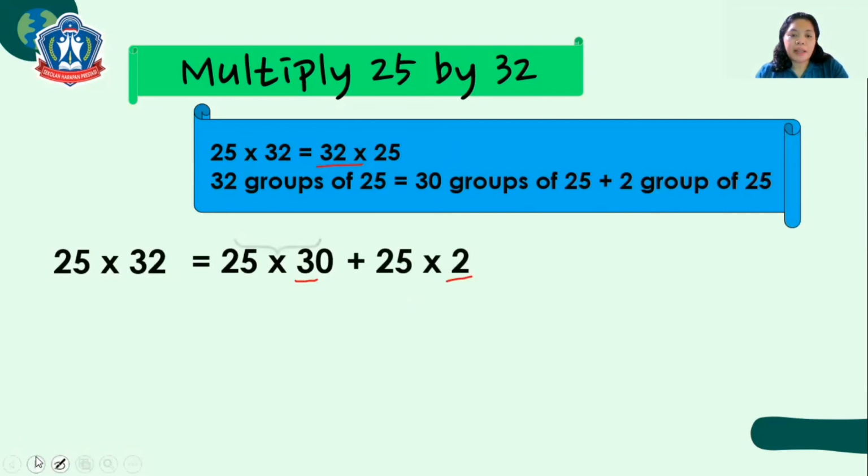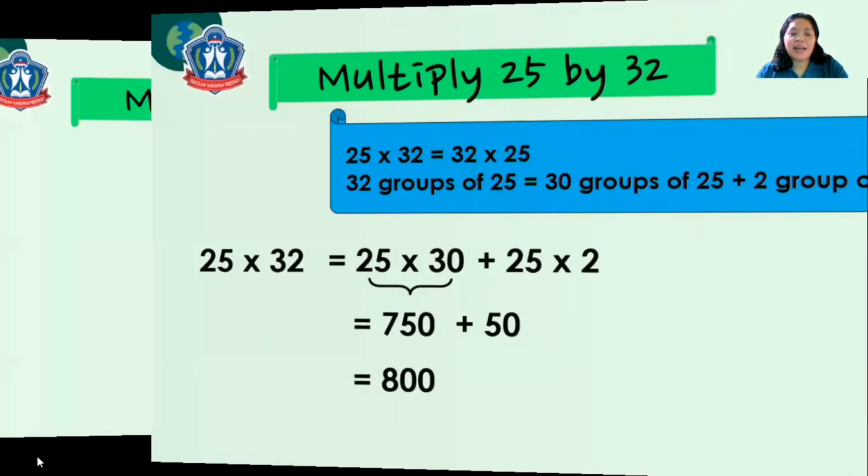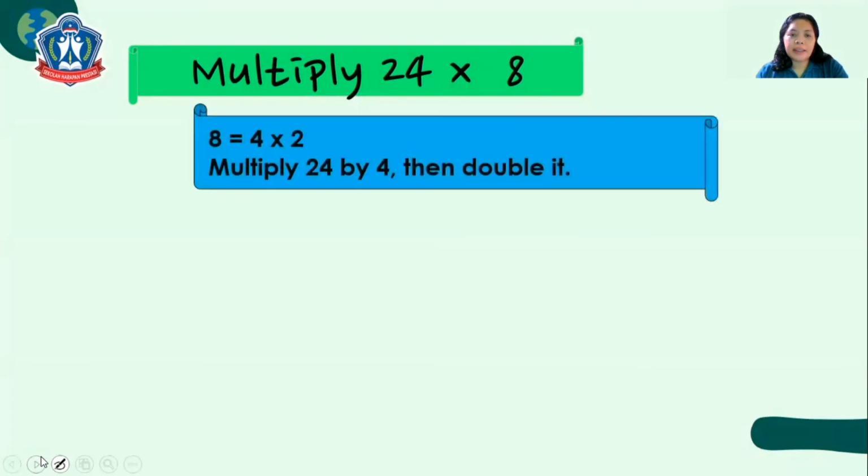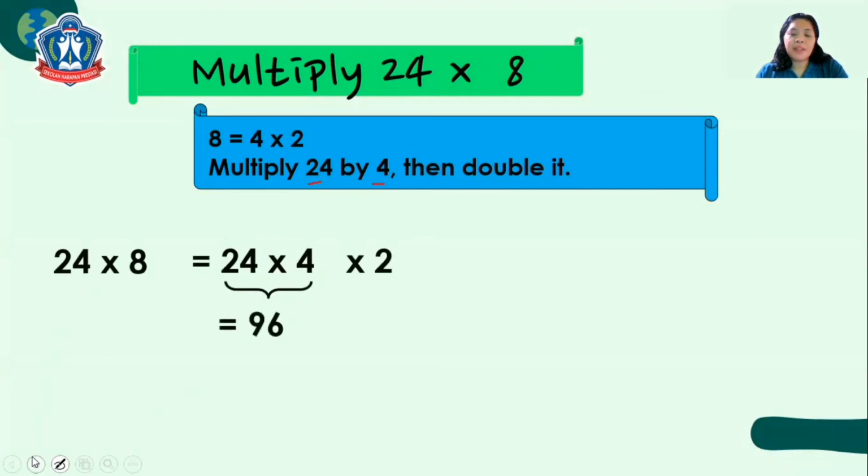So 25 times 30 is equal to 750. Plus 25 times 2 is equal to 50. So 750 plus 50 is equal to 800. Another way, let's multiply 24 times 8. Remember that 8 is equal to 4 times 2. So it means we can multiply 24 by 4 first, then let's double. So 24 times 4 is equal to 96.